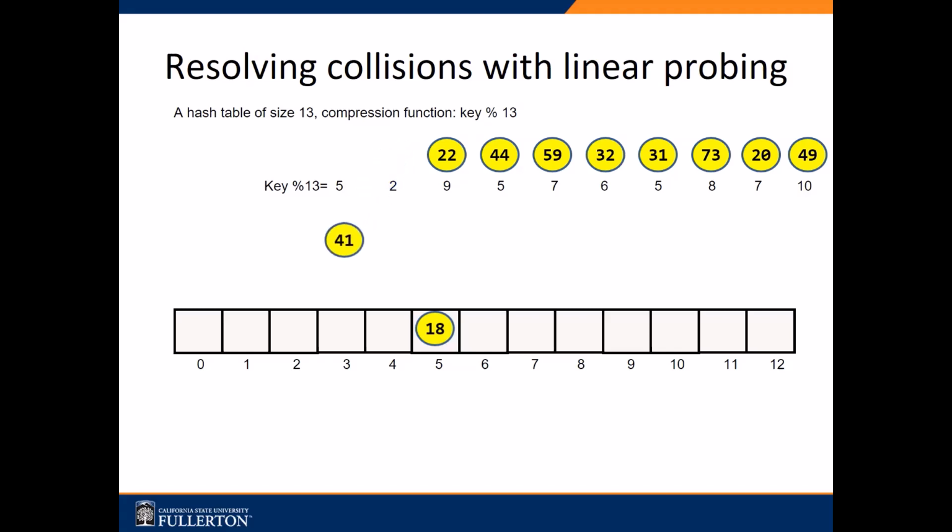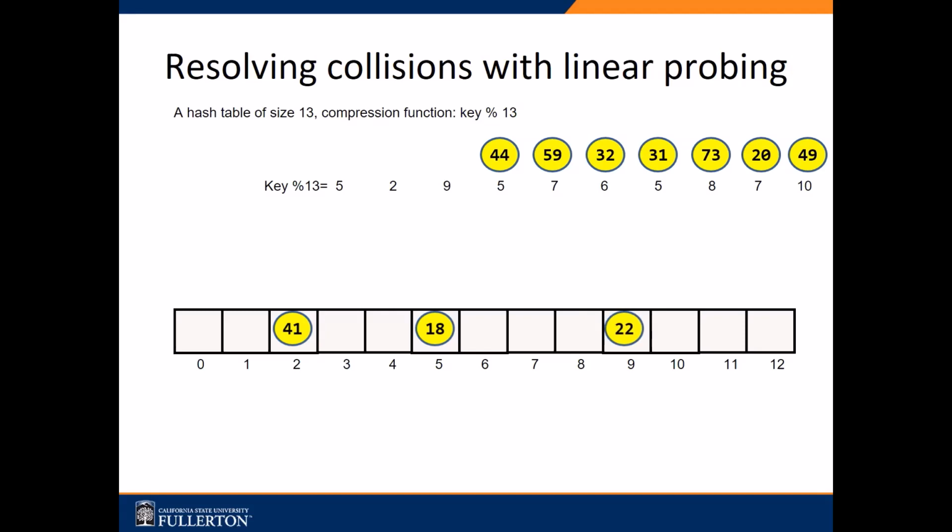So that's where it goes. Next, let's insert key 22. 22 on hashing will give me 9. And that's where it goes because location 9 is empty. Now let's try to insert key 44.